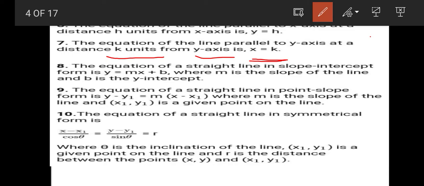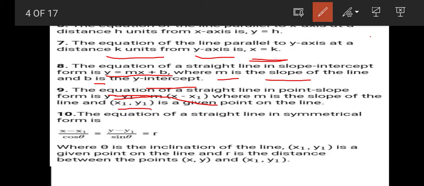Next is the equation of a straight line in slope intercept form, y equal to mx plus b, where m is the slope of the line and b is the y-intercept. Next, the equation of a straight line in point slope form is y minus y1 equal to m(x minus x1), where m is the slope of the line and (x1, y1) is a given point on the same line.